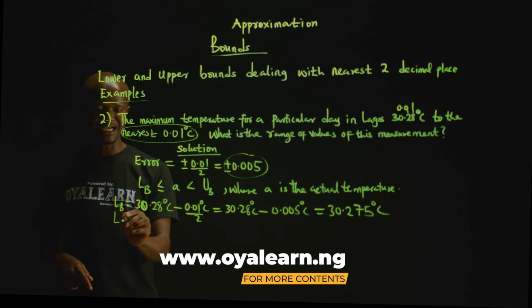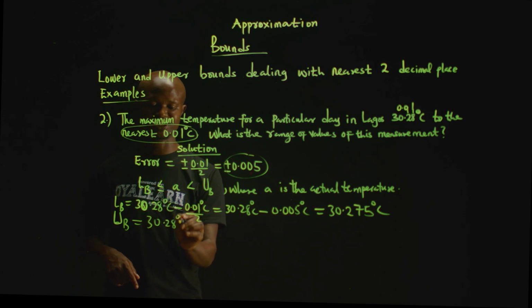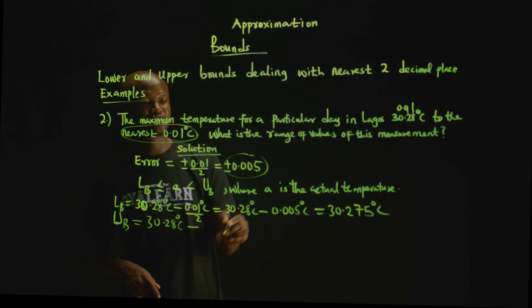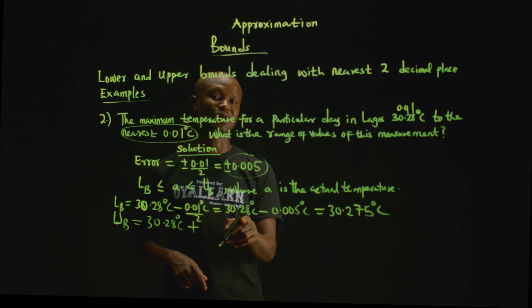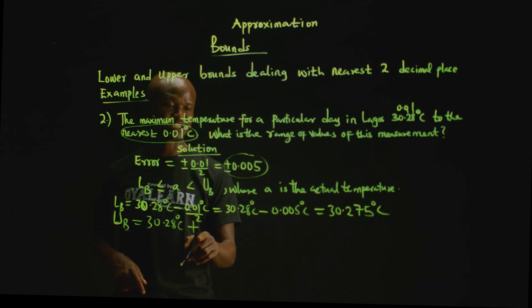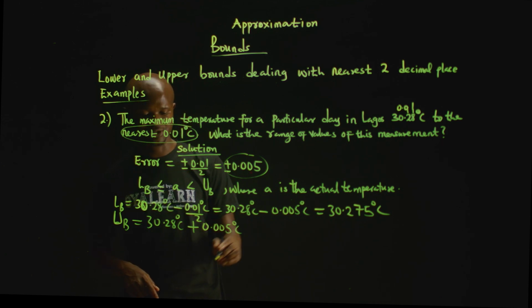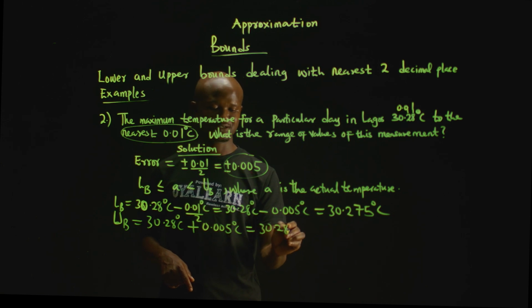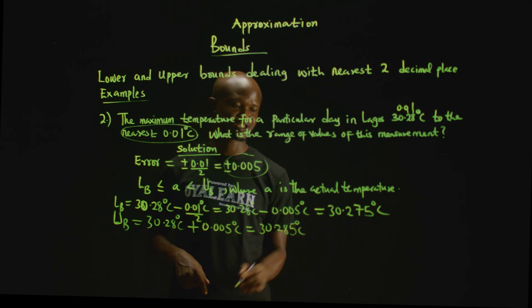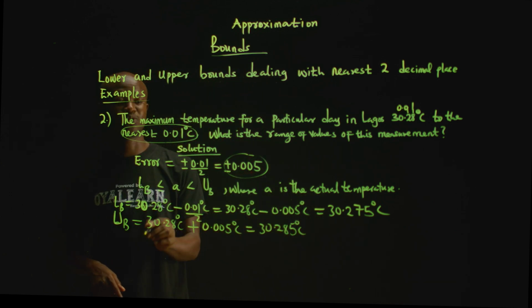So we can find out the upper bound. The upper bound is going to be what? 30.28 degrees Celsius plus, rather. We have done that for the lower. Lower is minus, while the upper is plus. 0.005 degrees Celsius. That will give us 30.285 degrees Celsius.